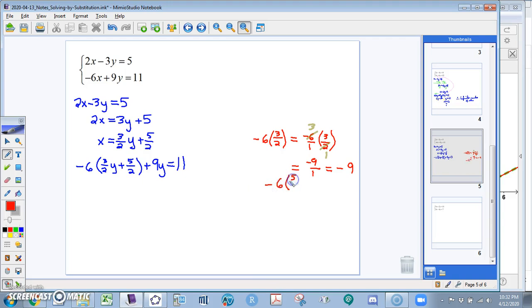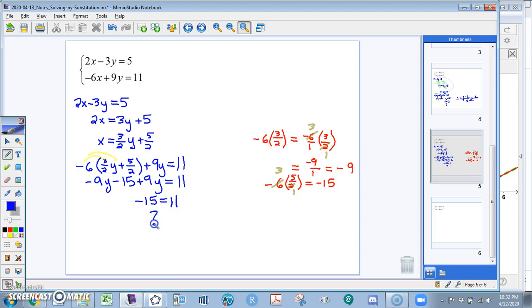Then the negative 6 times the 5 halves. Again, if I do the cross-canceling, which I really shouldn't even need to write this as an over 1. I should know that that's in the numerator. That now gives me negative 15. So distributing here, this negative 6 is going to actually end up giving me a negative 9y minus 15 plus 9y is equal to 11. Negative 9y plus 9y is 0, so I get negative 15 on that side is equal to 11.